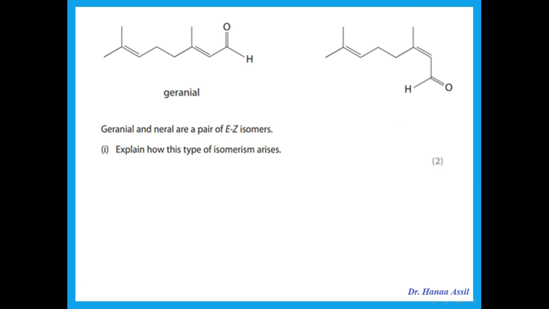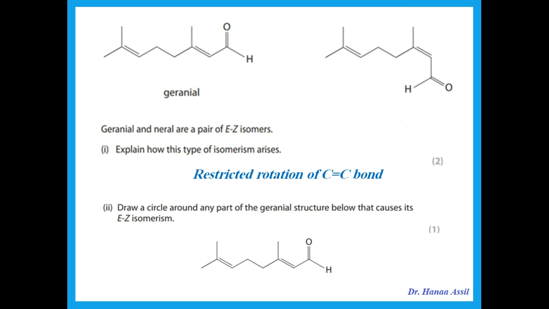Here it says these 2 compounds are EZ isomers. Explain how this type of isomerism arises. We said, why do we have EZ or cis trans? Due to restricted rotation around the double bond. The double bond does not allow the molecules to rotate around each other. Draw a circle around any part below that causes the EZ isomerism. Of course, we said EZ isomerism is if I have a double bond and the 2 carbons at the ends of the double bond are bonded to different groups. So, of course, this double bond causes the EZ isomerism.